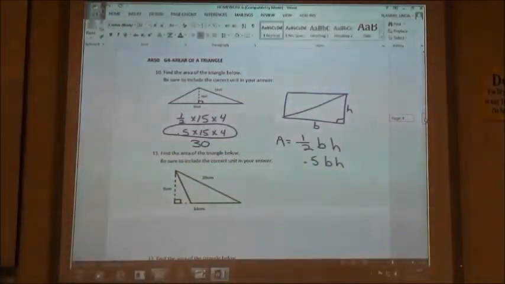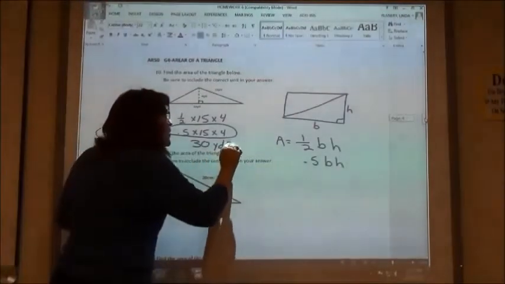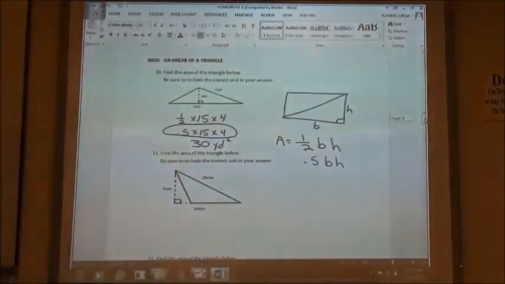Label. The label's the same thing as when I'm doing area of rectangles. I am working with yards, so I'm going to do yards squared. I'm still thinking about filling up with little squares. They're not always whole squares, but when I piece them together.